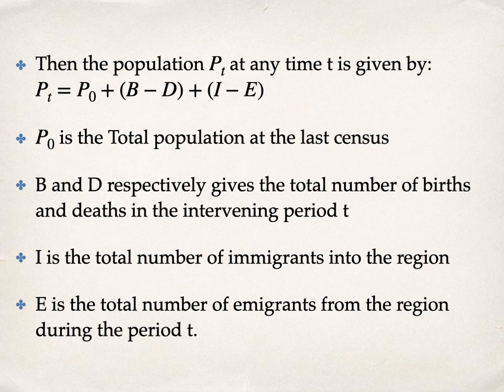So Pt is equal to, we know the population at the latest census, so P naught is there. P naught is added with the new births and the deaths are deducted. Similarly, the immigrants have been added and the emigrants have been deducted. So this is the equation for the measurement of population at time t.